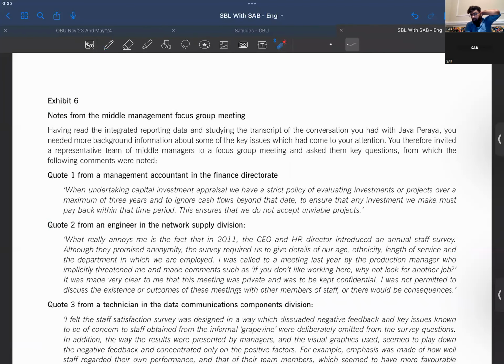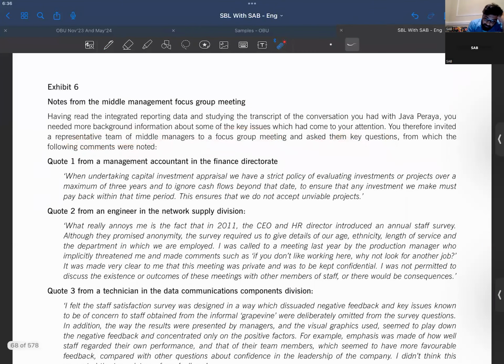So now, notes from middle management focus group meeting. Having read the integrated reporting data and studying the transcript of your conversation with Java prior, you need more background information on the key issues which had come to your attention. You therefore invited a representative team of middle managers to a focus group meeting and asked them two key questions from which the following comments were noted, right?